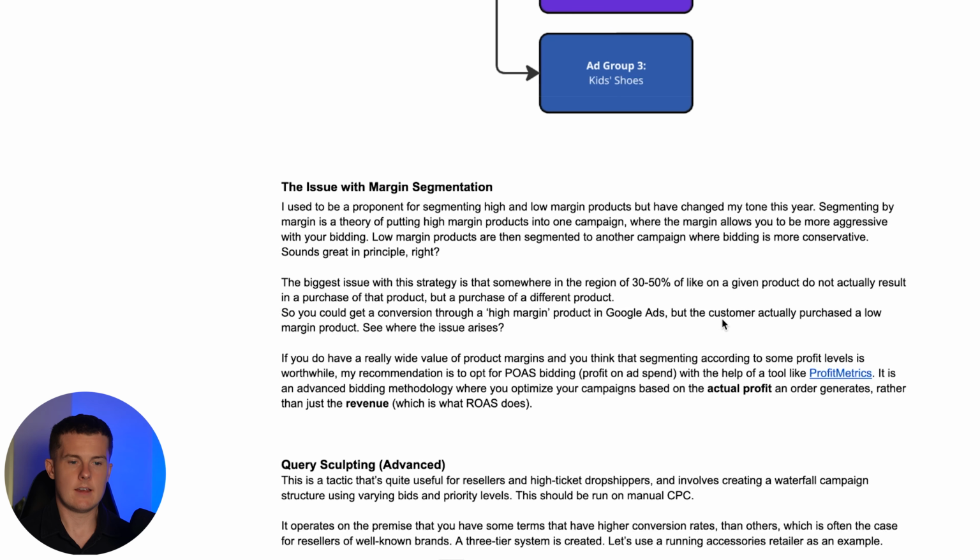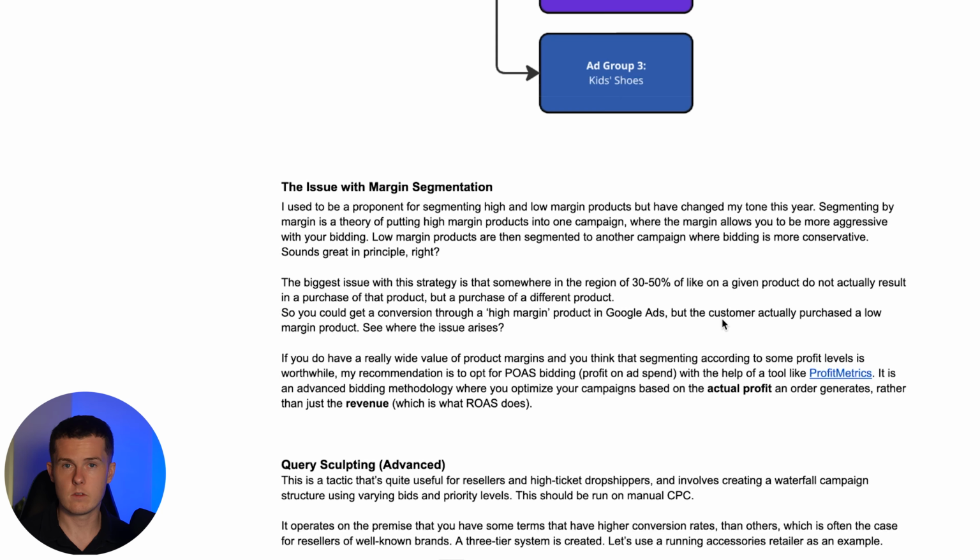The next thing then is margin segmentation. So some people, and I would have been in this bracket, I said it in another video, I would have been a proponent for margin-based campaign segmentation. So high margin products go into one campaign, low margin products go into a separate campaign. The theory behind this is that you can set a more aggressive, say, target ROAS to your high margin products, for example, and then a more conservative target ROAS to your low margin products. And basically it balances out then that hopefully per unit, you're achieving kind of similar profit and you're getting the most out of each individual product.